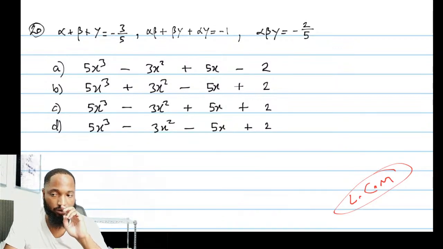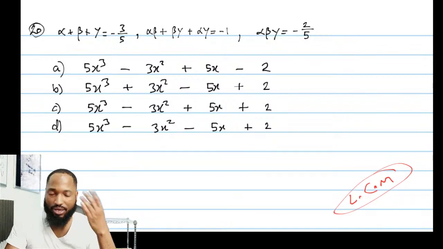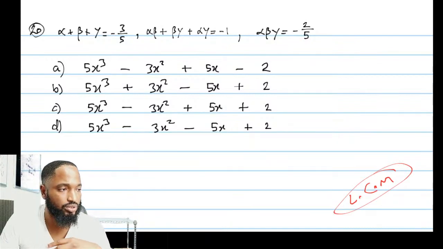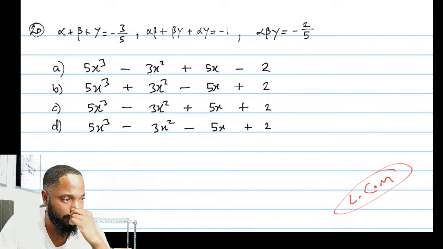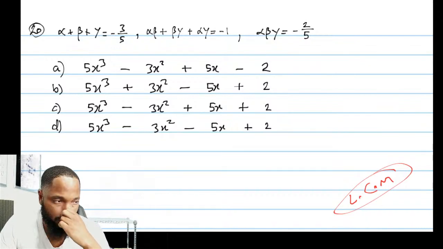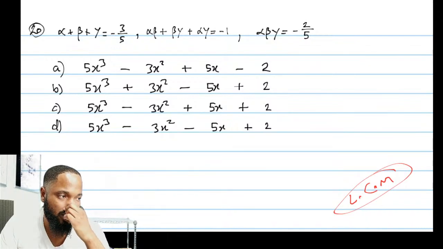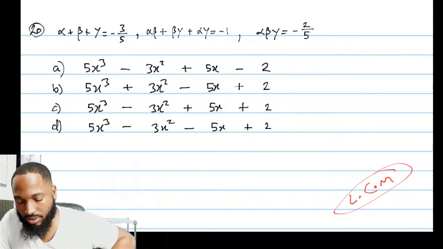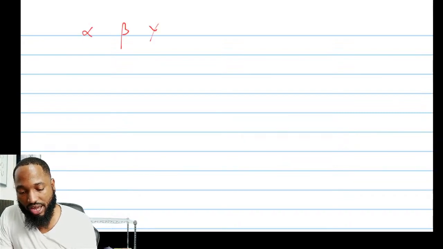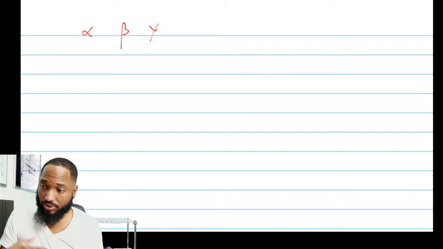But you should know where the alpha goes, where the beta goes, where the gamma goes. B, people say B. B is correct. So just to recap this very quickly, you're saying that alpha is a root, beta is a root, and including gamma now.